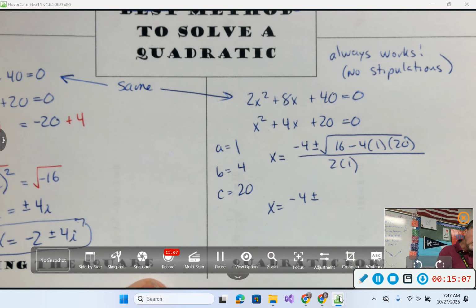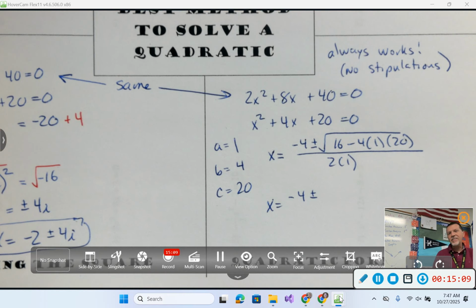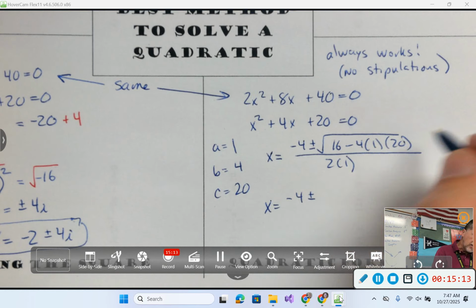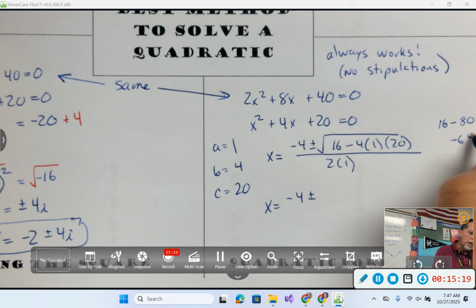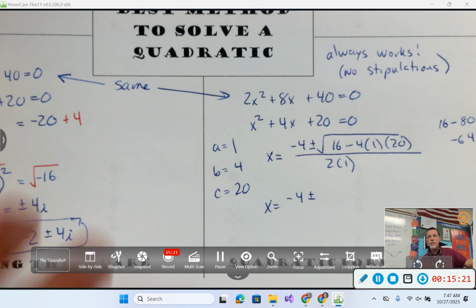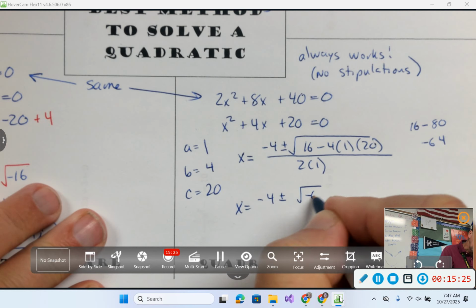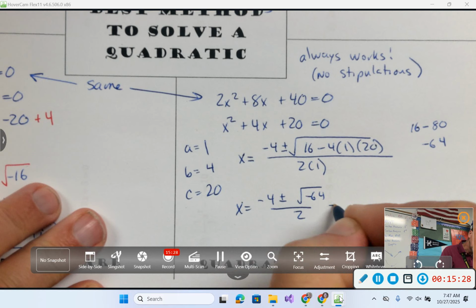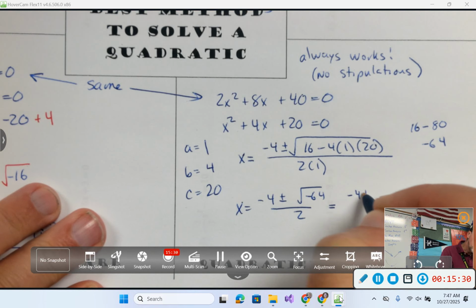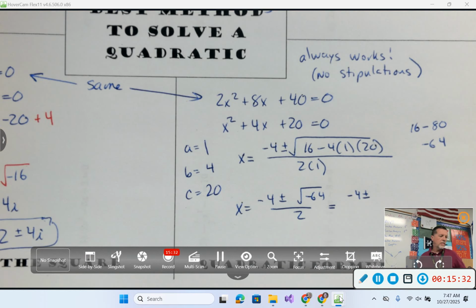The stuff with quadratic formula, the difficulty is in the simplifying, not so much the formula. So let's see, 16 minus 80. You would get calculators, but it's probably best to only use them when you aren't sure of something. I can do that. Square root of negative 64 over 2. Square root of negative 64.